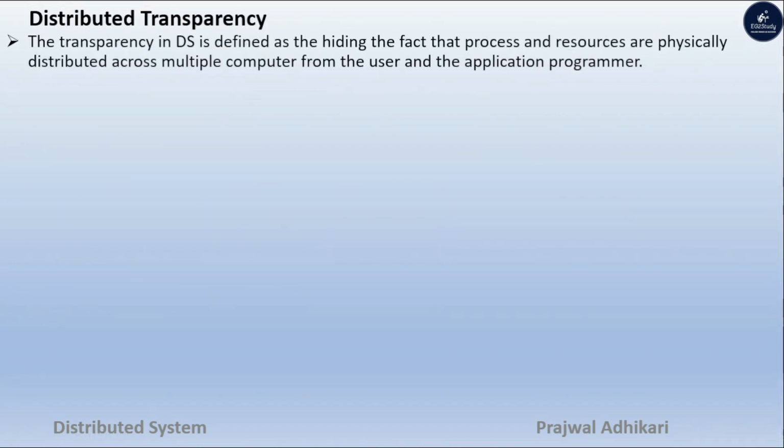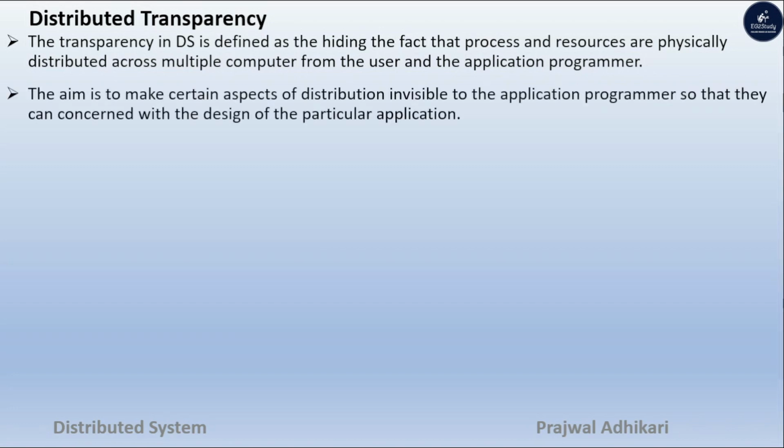Distributed transparency. Transparency in distributed systems is defined as hiding the fact that the processes and resources are physically distributed across multiple computers from the user and the application programmer. The aim of distributed transparency is to make certain aspects of distribution invisible to the application programmer so that they can concern themselves only with the design of the particular application.